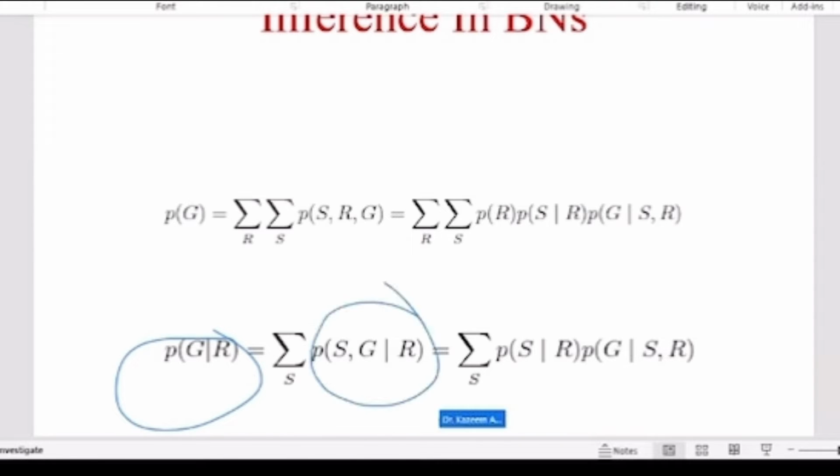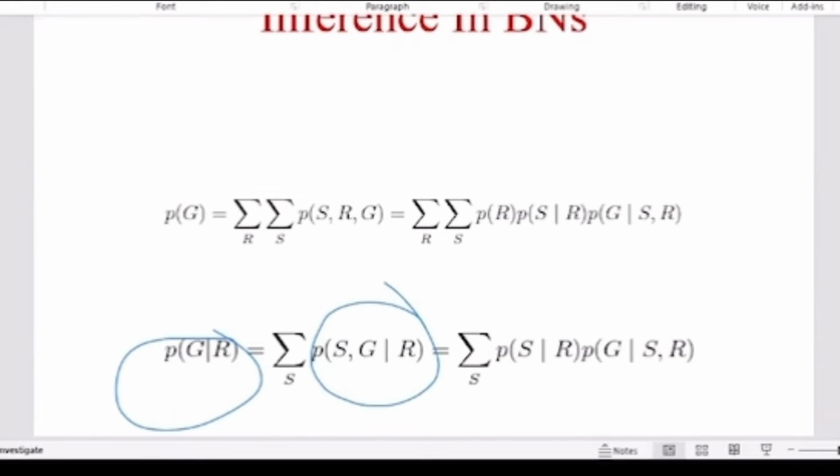I need the total for the rain, given rain, instead apart from the gas. Well, don't forget you also have sprinkler, right? Which means what you want to do, you want to marginalize. You actually want to sum over the sprinkler, because here we don't talk about sprinkler. We're not interested in sprinkler.